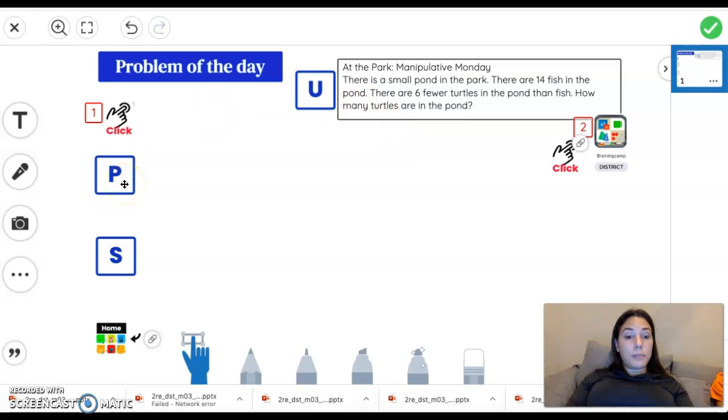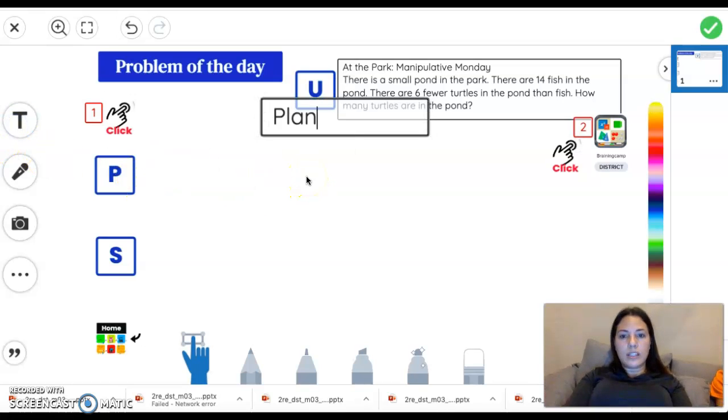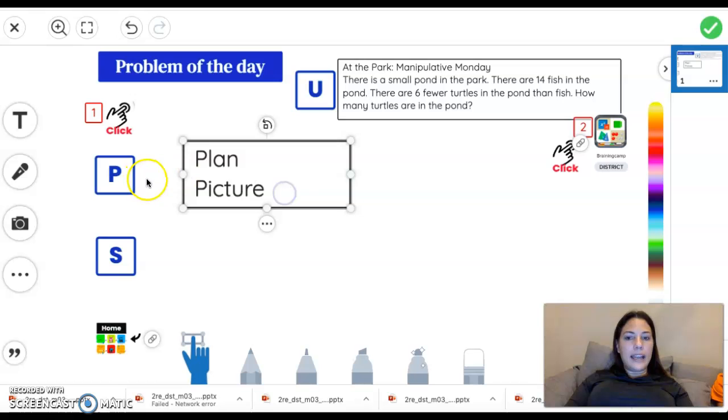P is for your picture. Your picture can be with your manipulatives. It can be a number line. It can be cubes. It can be base 10s. Whatever way you want to go ahead and plan how you're going to solve your problem. P also stands for plan. So if I spell both of these words out, there's plan and picture. Okay, so you can draw me a picture of how you plan to solve this word problem. That is what the P stands for.